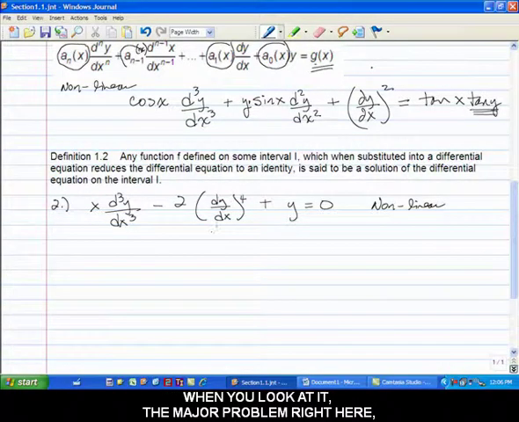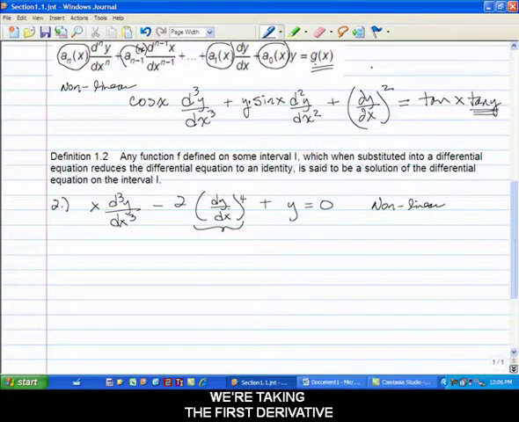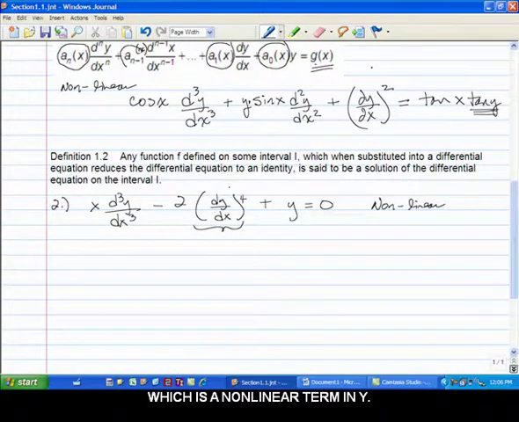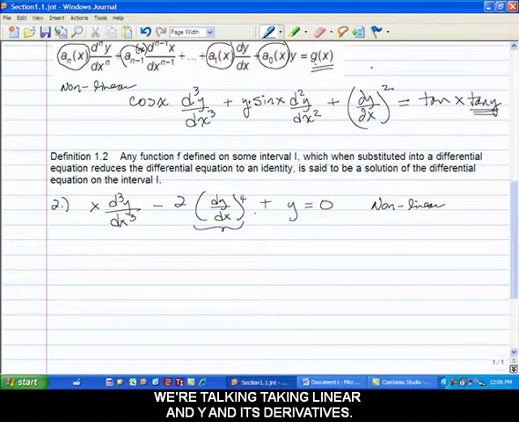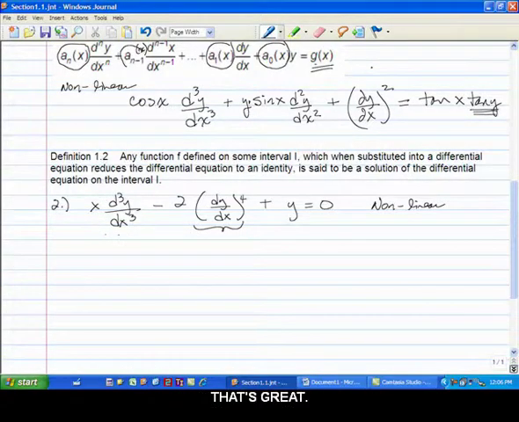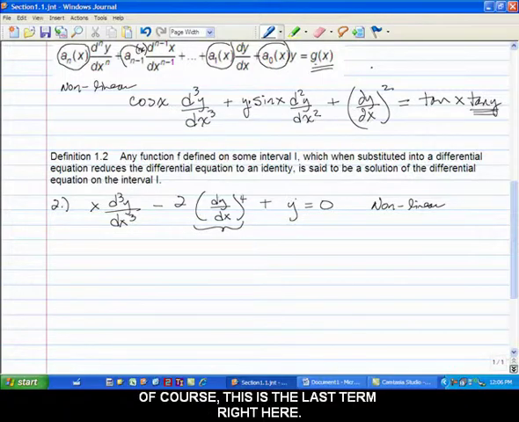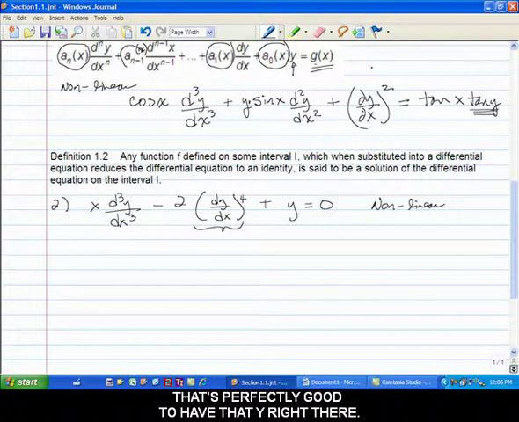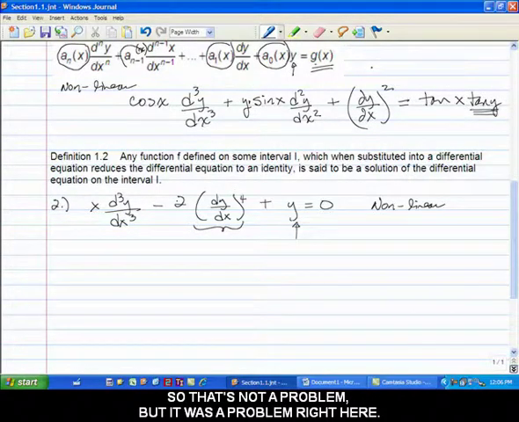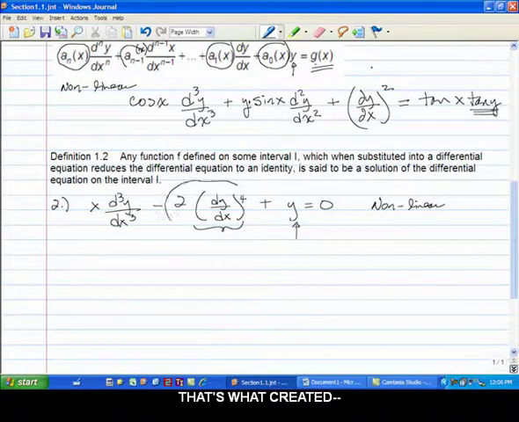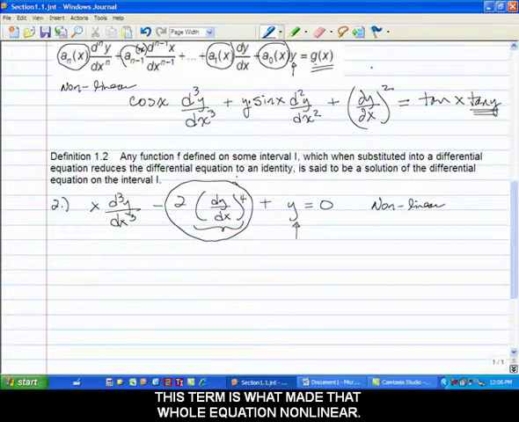When you look at it, major problem right here, we're taking the first derivative and raising it to the 4th power, which is a nonlinear term in y. So basically when we're talking about is it linear or nonlinear, we're talking about linear in y and its derivatives. There's no problem with this first term here. That's great. And then this, of course, is the last term right here. That's perfectly good to have that y right there. So that's not a problem, but it was a problem right here. This term is what made that whole equation nonlinear.